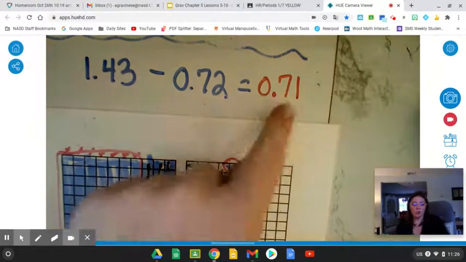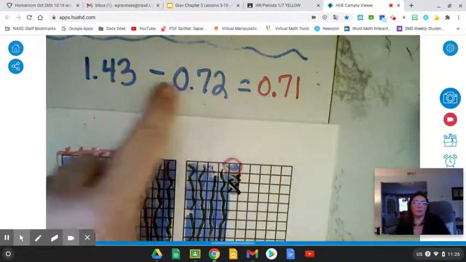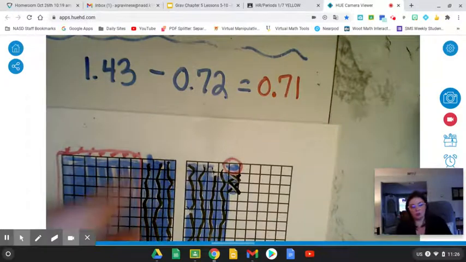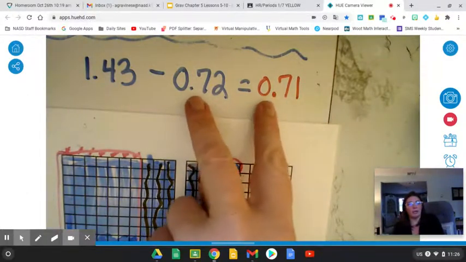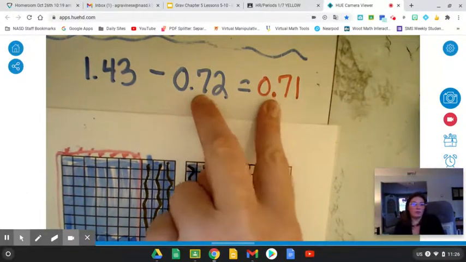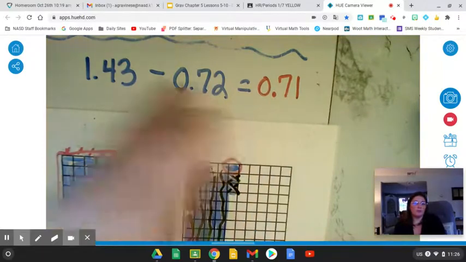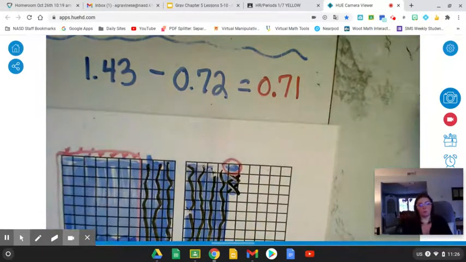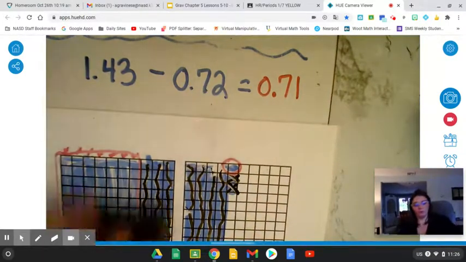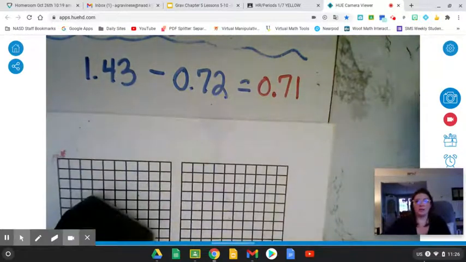Remember that with subtraction, you can always reverse this and add to get the total. So if I wanted to check this, I could add my difference plus this part, and I should get the total, the whole.